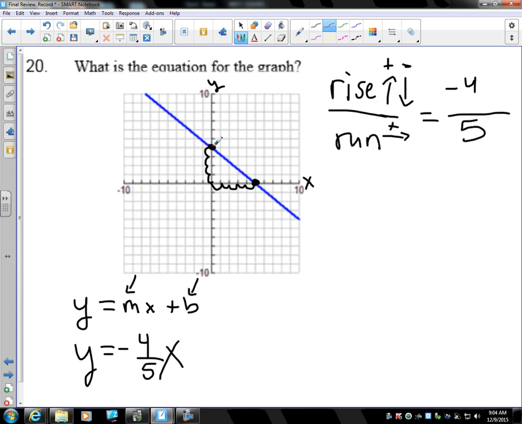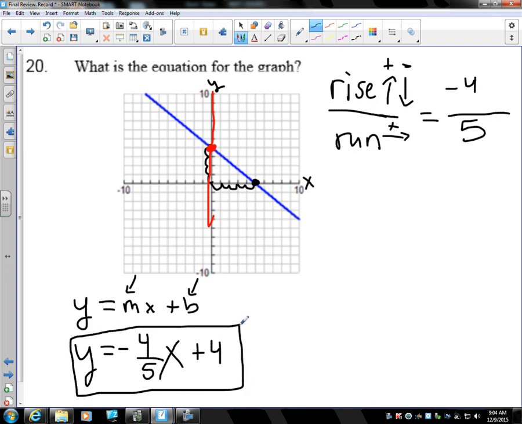Now, my y-intercept is the point on the line that hits the y-axis. And that point is right here at +4. So in my equation, my b, which is my y-intercept, is going to be +4. So there's your equation for the line.